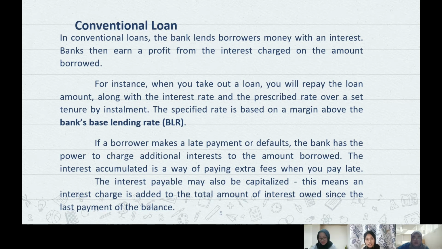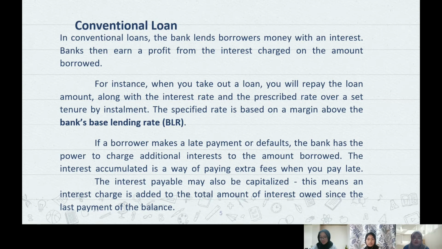Next, the definition of a conventional loan. In conventional loans, the bank lends the borrower money with interest. Banks then earn a profit from the interest charged on the amount borrowed. For instance, when you take out a loan, you will repay the loan amount, along with the interest at the prescribed rate over a set tenure by installment. The specified rate is based on a margin above the bank's base lending rate, BLR.